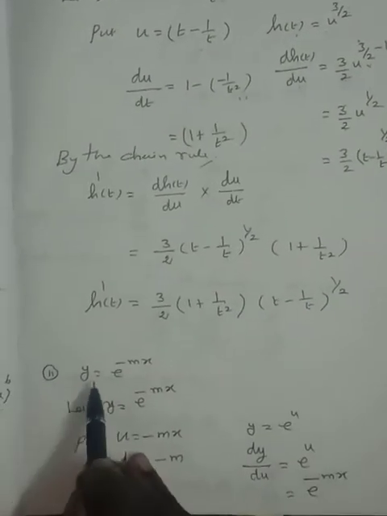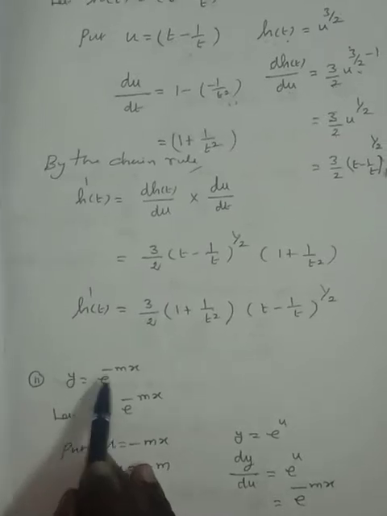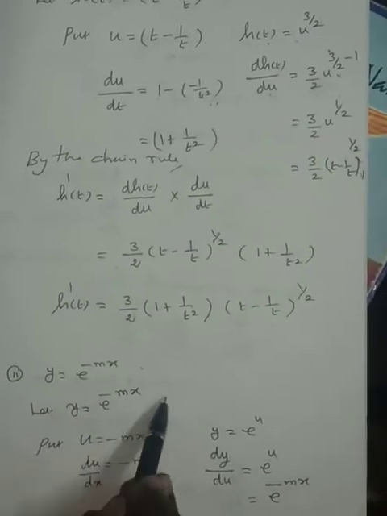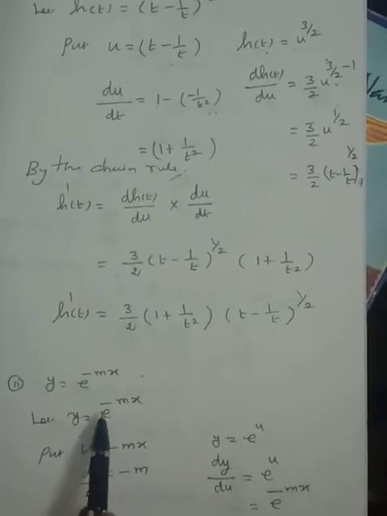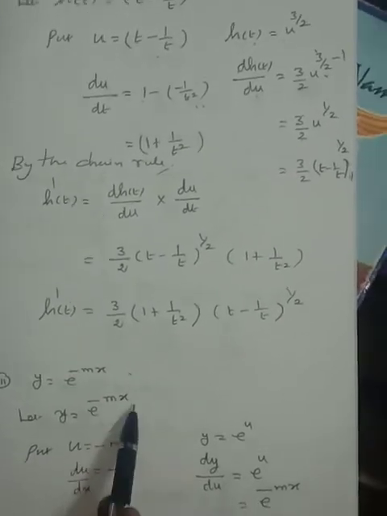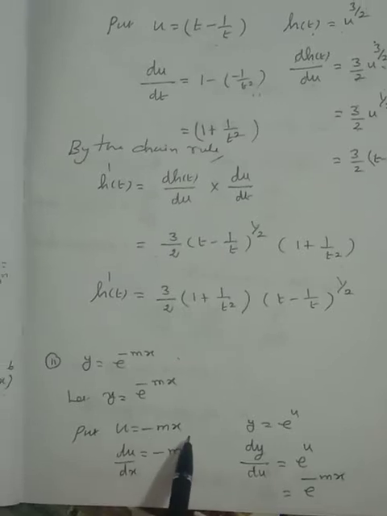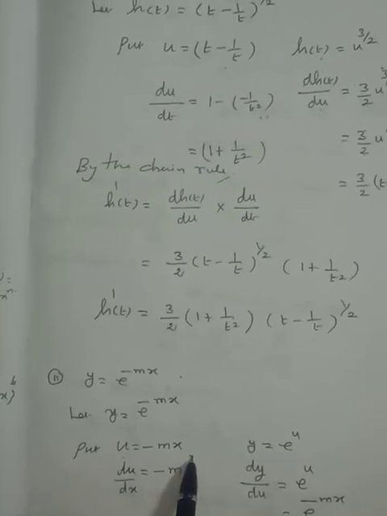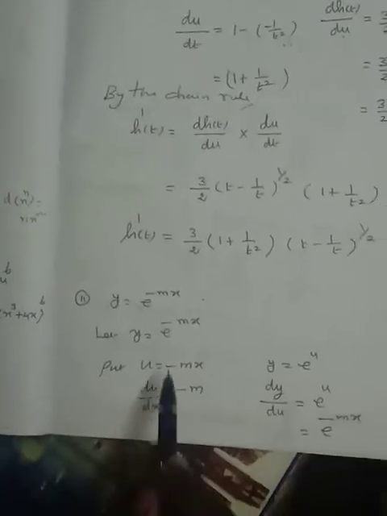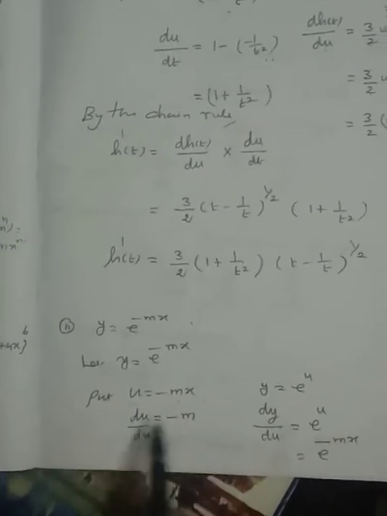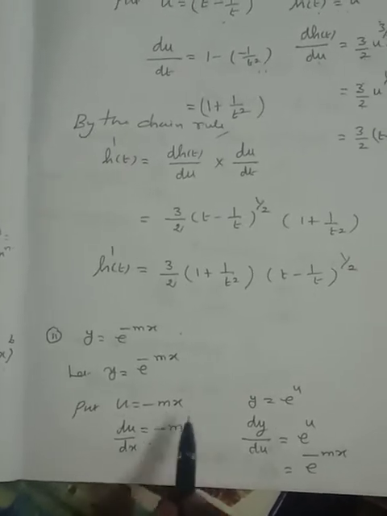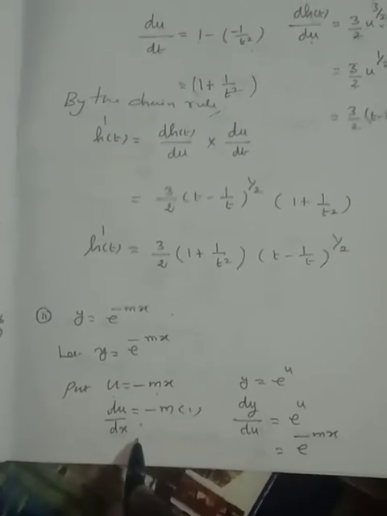Next, sum number 11, y is equal to e to the power of minus mx. Let y is equal to e to the power of minus mx. Put minus mx is equal to u. So u is equal to minus mx. Left hand side variable is u, right hand side variable is x. M is a constant number. So differentiate u with respect to x is du by dx is equal to minus m into 1. Minus m into 1 is minus m.